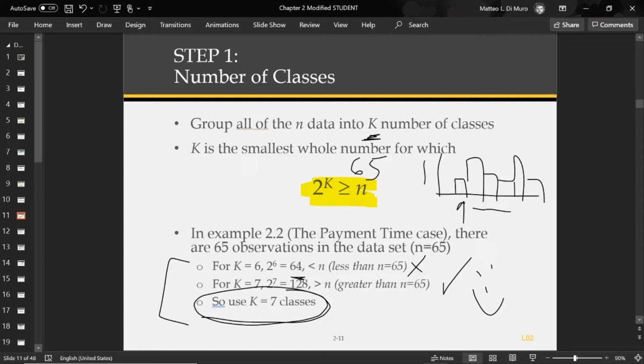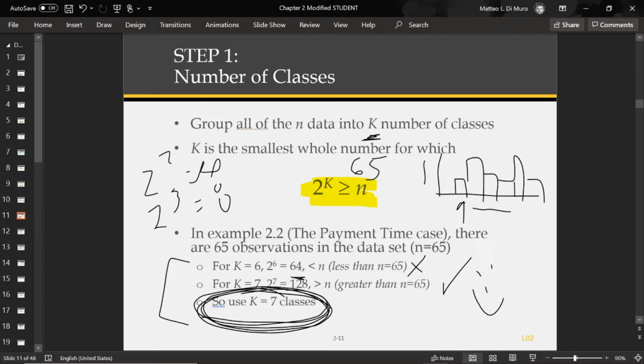Now, some of you might say, well, how do I know? You're literally guessing and checking. So if you weren't sure, you might start with 2 to the power of 2 and say, well, that's 4. 4 is not bigger than 65. Might try 2 to the 3. Well, that's 8. That's not bigger than 65. So eventually you're going to home in on what it is. Some of you will be faster than others. That's okay. But we're going to be using K equals 7.